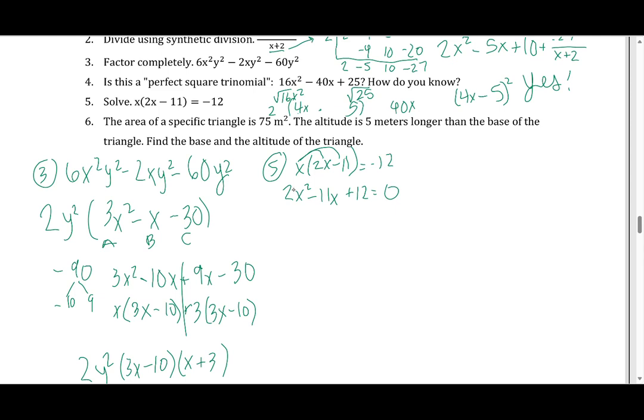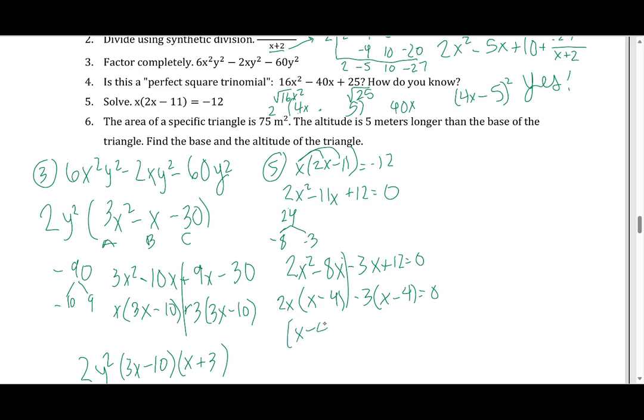So I have another slow trinomial. 2 times 12 is 24. The two numbers that add to be negative 11 and multiply to be positive 24 are negative 8 and negative 3. So let's plug those in. Factor by grouping. We can take out a 2x over here, I'm left with x minus 4. And we can take out a negative 3 here and be left with x minus 4 still. So my two factors are x minus 4 and 2x minus 3.